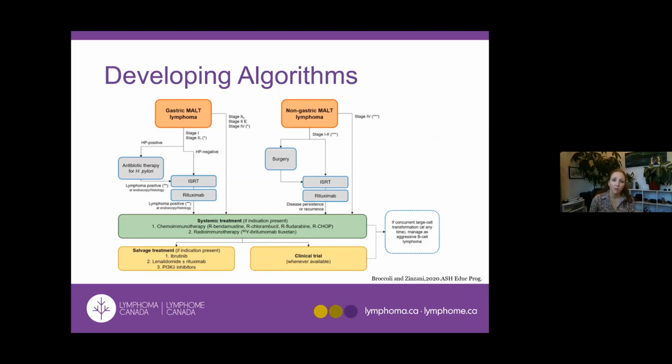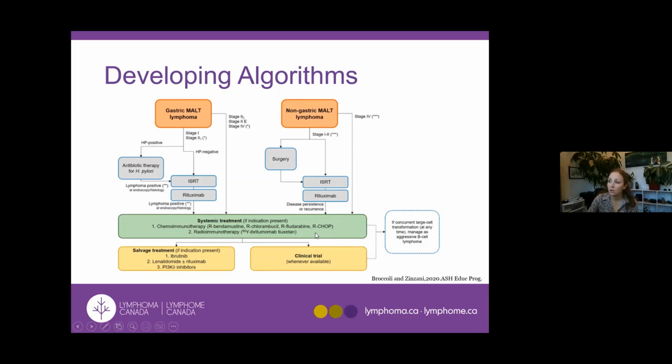And so we'll use all that information to build into algorithms. This is just an example of one that we would use, looking at MALT lymphoma. So we have either gastric or non-gastric. You can see we're considering their staging, whether they have that H. pylori infection, and we can use that to decide on the most appropriate treatment moving forward.